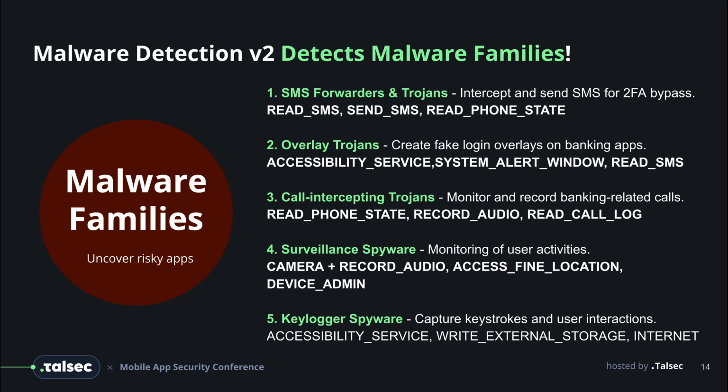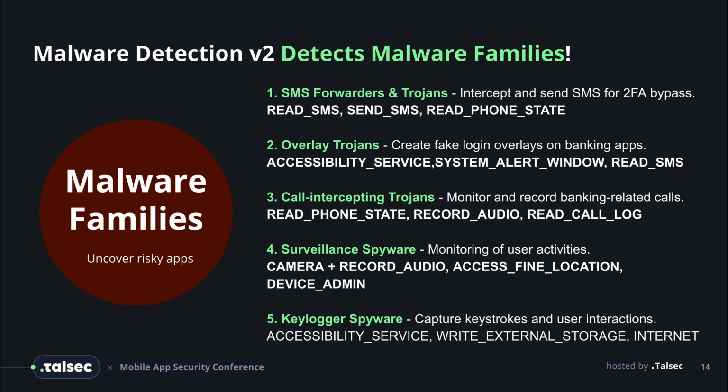For this we analyzed five malware families that might be interesting for the majority of application owners. And those are SMS Forwarders and Trojans. For that, you simply need to enable this malware family by adding read SMS, send SMS, and receive SMS permissions. When you put this together, you right away know that you have a high chance of discovering SMS forwarders because the majority of them will hold this set of permissions.